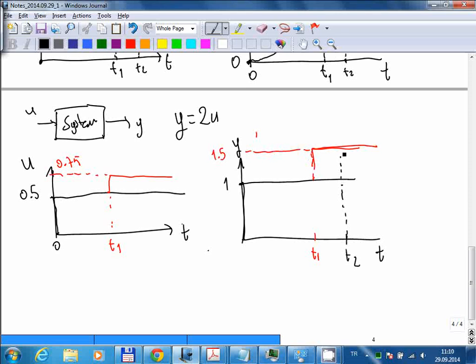If you consider this time instant, for example, let's consider this time t2. The output of the system is 1.5 here, and that value depends on the input applied at that moment only. The output is 1.5 because the input at that time is 0.75. Whatever input was applied prior to that time instant has no effect on the output. What I mean is the input history may have been some totally random inputs.